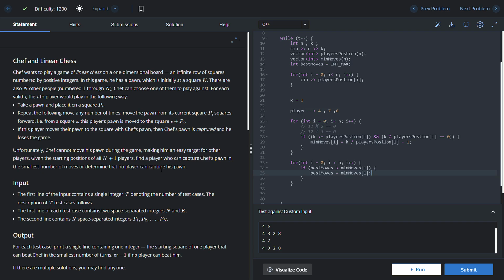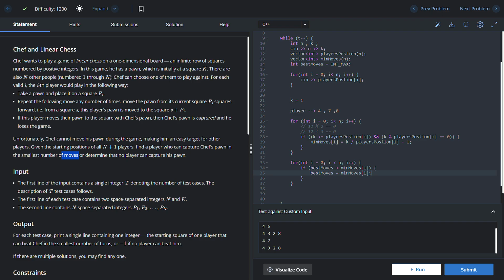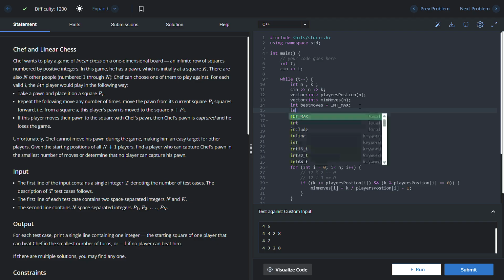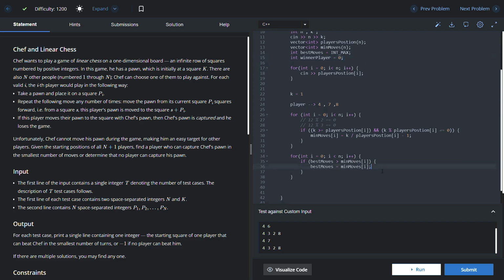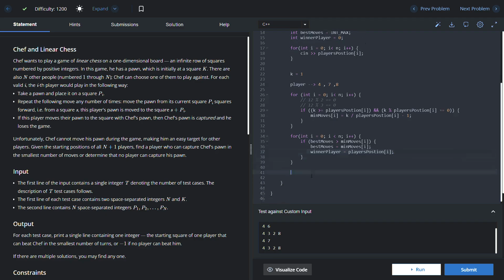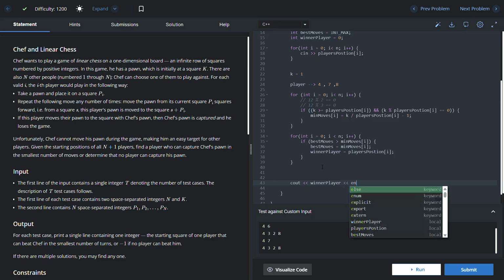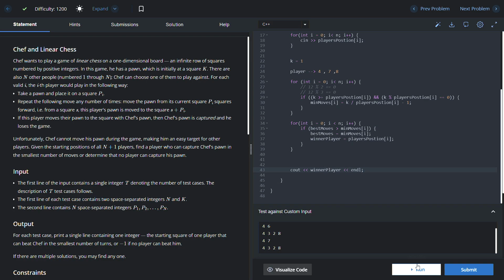And now we have to return not the moves, we have to return that player's position, right? So I think we need to make one more variable, winner player, that is 0. Now the winner player will be player position of I, and this is the answer. Hope it works. Let's run it.